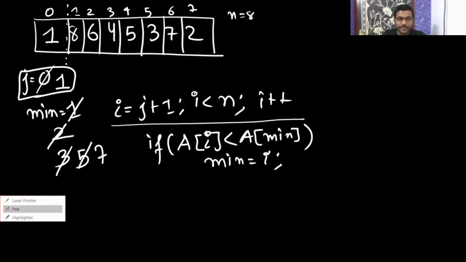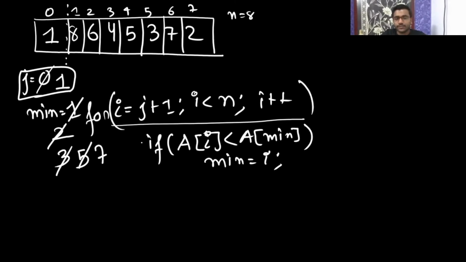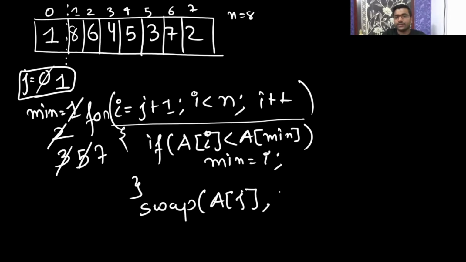After this iteration, outside this for loop, will be the case. When this finishes, you are going to swap a of j with a of min. The value that you are getting in min, you are going to swap with a of j. Understood? So after that, you are going to swap this 2 with 8.